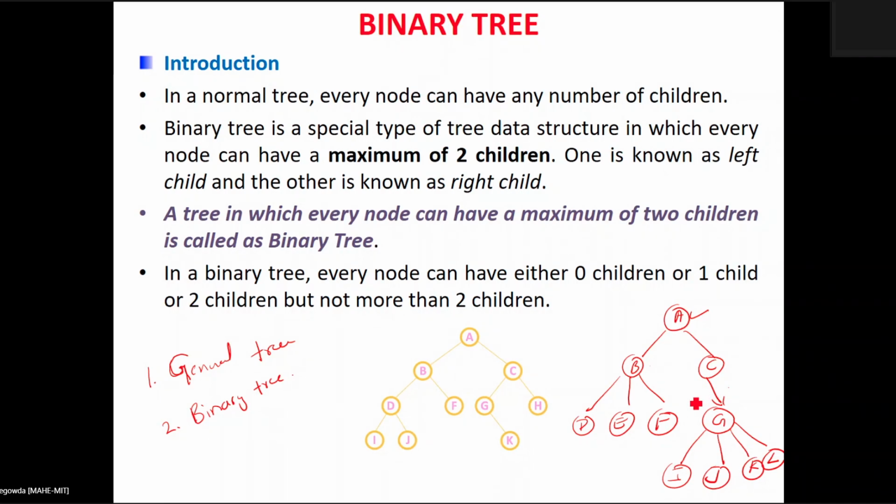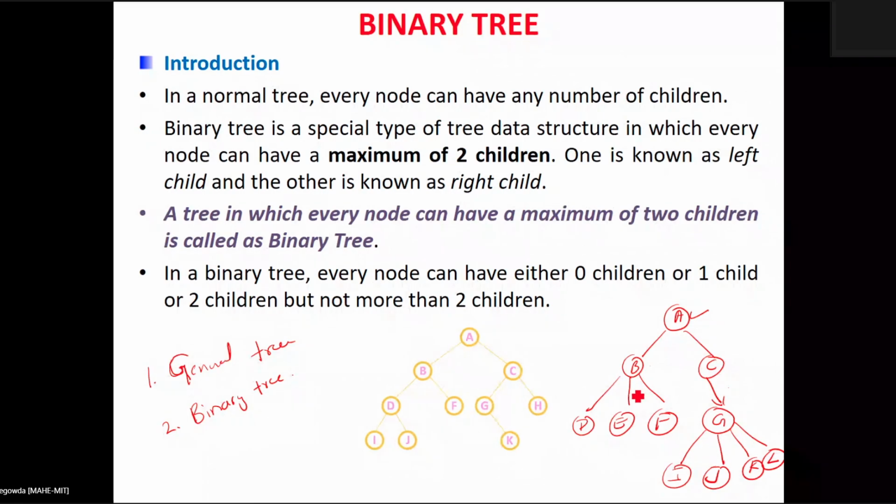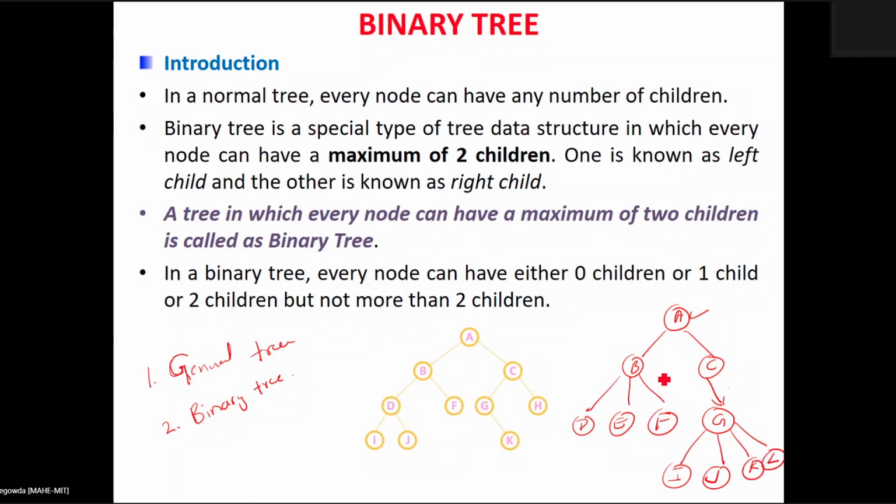One of the disadvantages of these general trees in data structures is that it is very difficult to build a data structure by using general trees, because it is very complex to keep the information such as which node has how many children here.